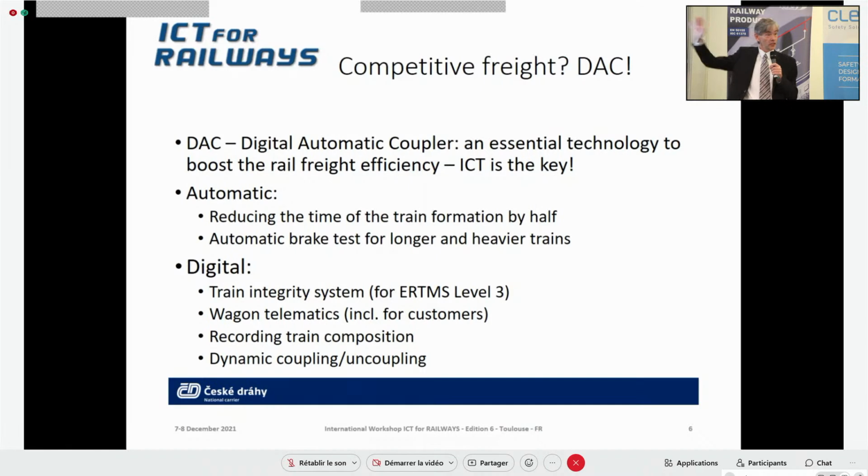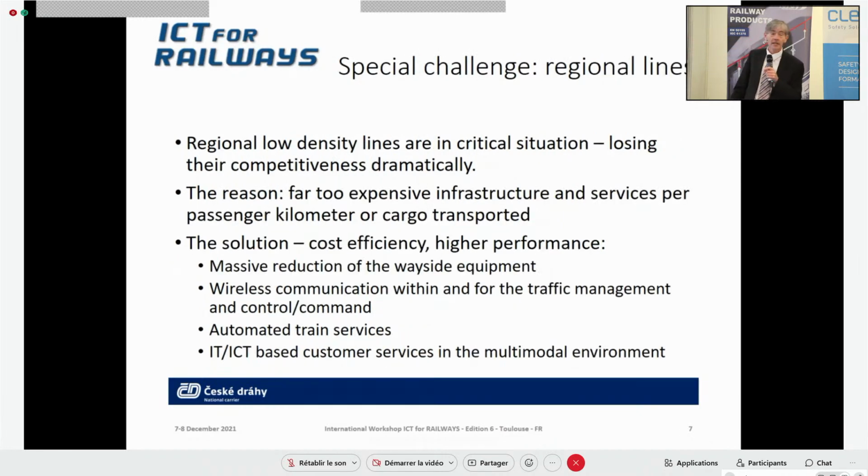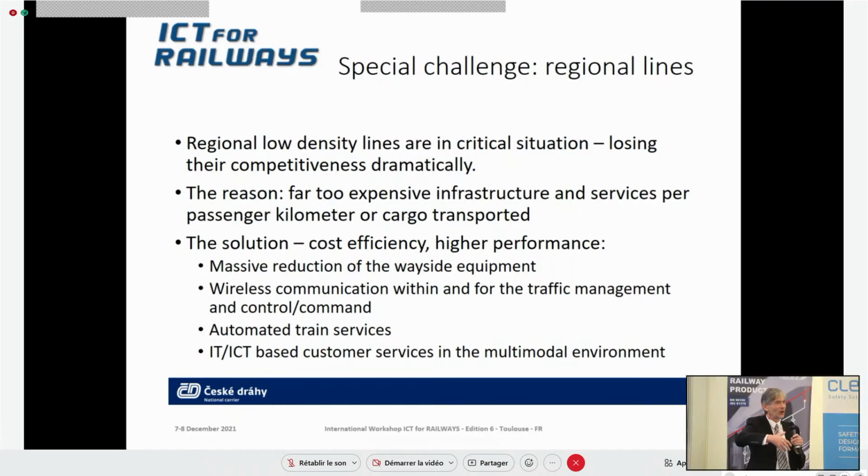So it's the digital automatic coupler with no ICT support. No digital automatic coupler is going to exist. And the final slide, regional lines. Where is Severan now? I miss her because she has been mentioning the importance of the regional lines here in the region. I have to tell you, this is a must.